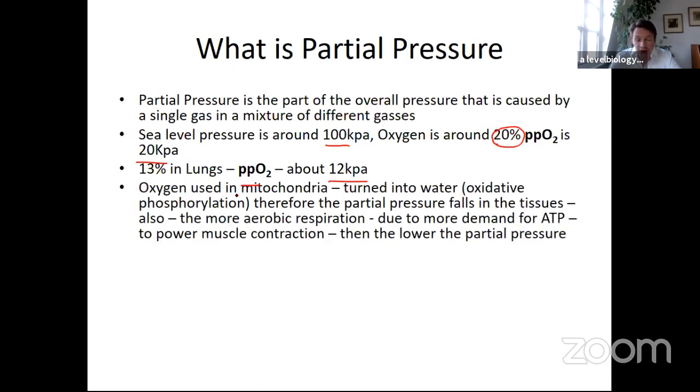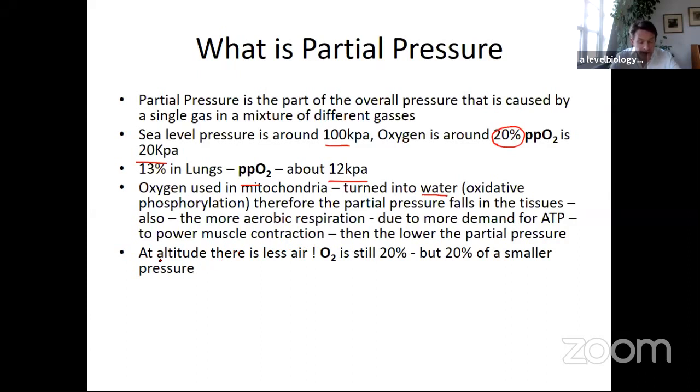Remember, oxygen is being used in the mitochondria and turned into water in oxidative phosphorylation. Therefore, the partial pressure falls in the tissues because of aerobic respiration. Now, the more aerobic respiration you have, because there is a greater demand for ATP to power, for instance, muscle contraction or any other process that requires ATP, then the lower the partial pressure of oxygen will become, because more oxygen is being used for respiration.